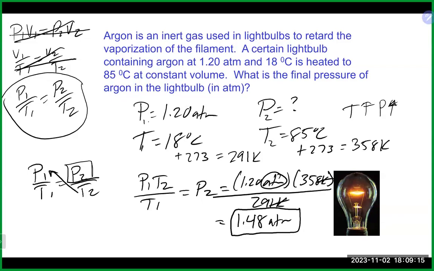So again, pretty much temperature in Kelvin and properly rearranging, making sure you don't invert any numbers. Those are things you want to watch out for. So that's Boyle's Law, Charles's Law, and Gay-Lussac's law.